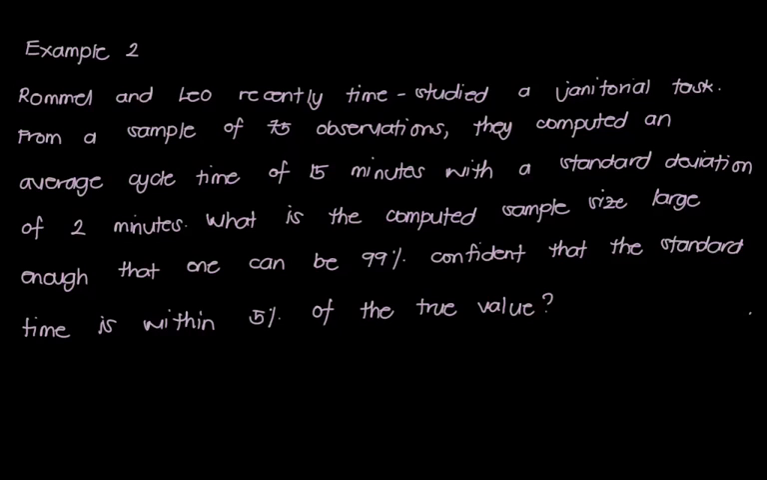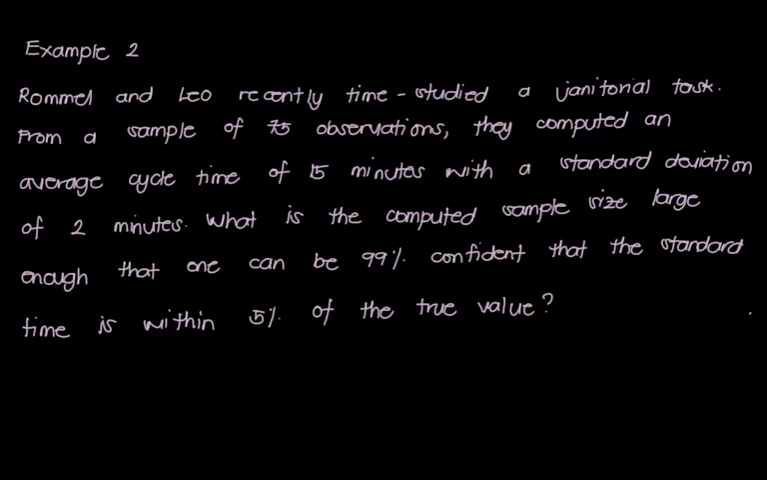Next, for example 2, Romel and Leo recently time-studied a janitorial task. From a sample of 75 observations, they computed an average cycle time of 15 minutes with a standard deviation of 2 minutes. What is the computed sample size large enough that one can be 99% confident that the standard time is within 5% of the true value?